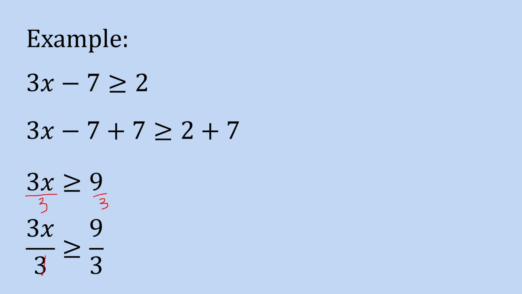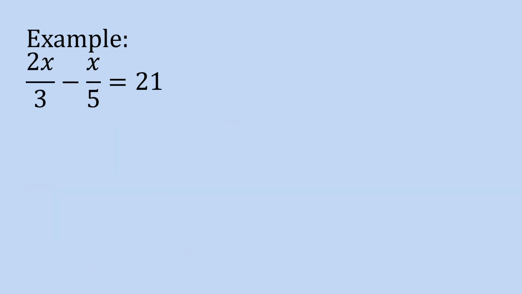So this 3 and this 3 will be cancelled, and 3 times 3 is equal to 9. So the answer will be x greater than or equal to 3. Next example, 2x over 3 minus x over 5 is equal to 21.